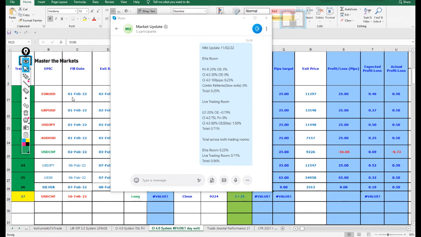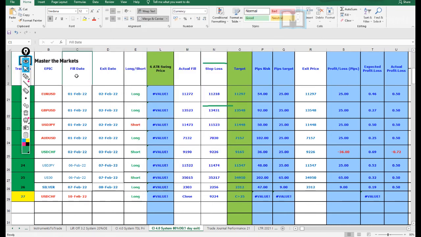In terms of our performance for this week, as you can see, I've segregated it into the Elite Room and the Live Trading Room results. And as I mentioned before, I just pulled up the spreadsheet as well. Remember, in terms of your 3-part plan, in terms of monitoring your results, this is what we have over here, the Trade Journal, that is available to all our Live Trading Room members as well.